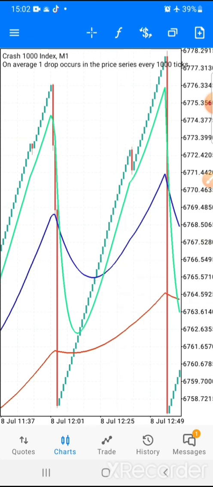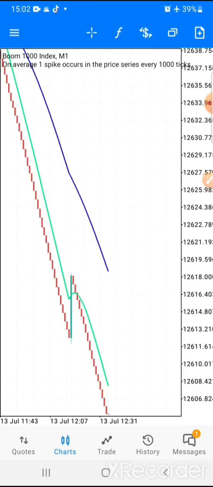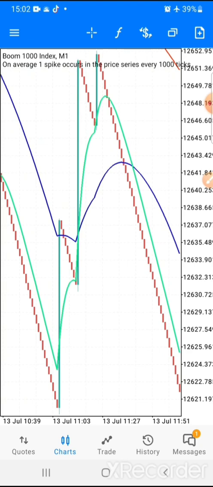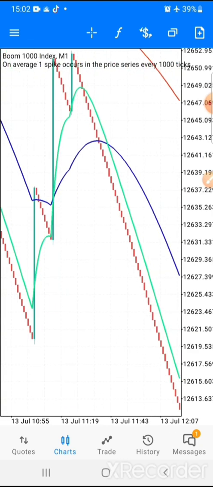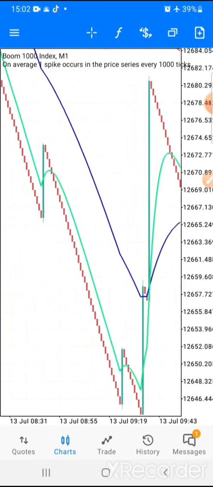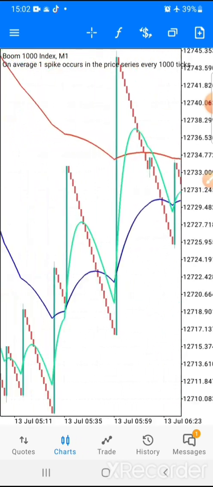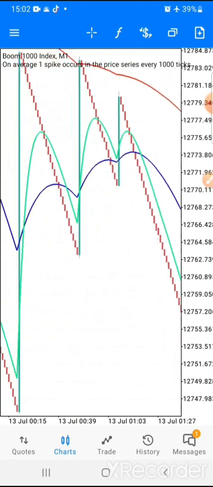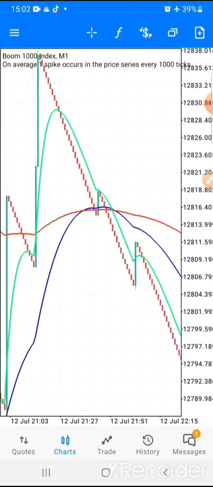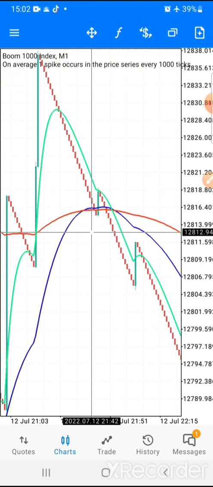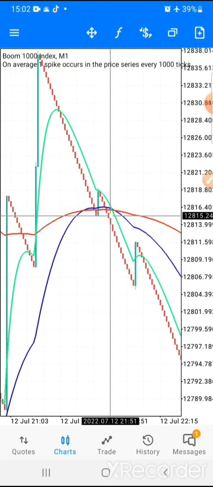So let's look at an example in Boom 1000. In boom, we'll be selling because the spikes go up. So here again, let's start with the first scalping strategy, where both lines, the green and the blue line, cross below.